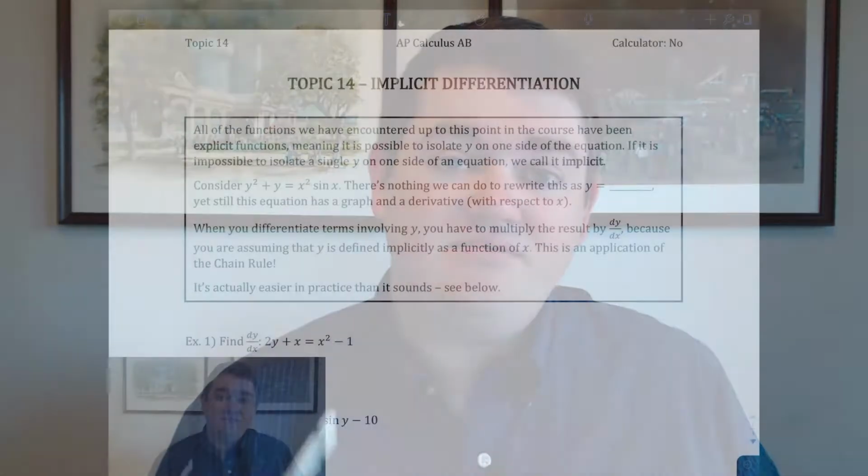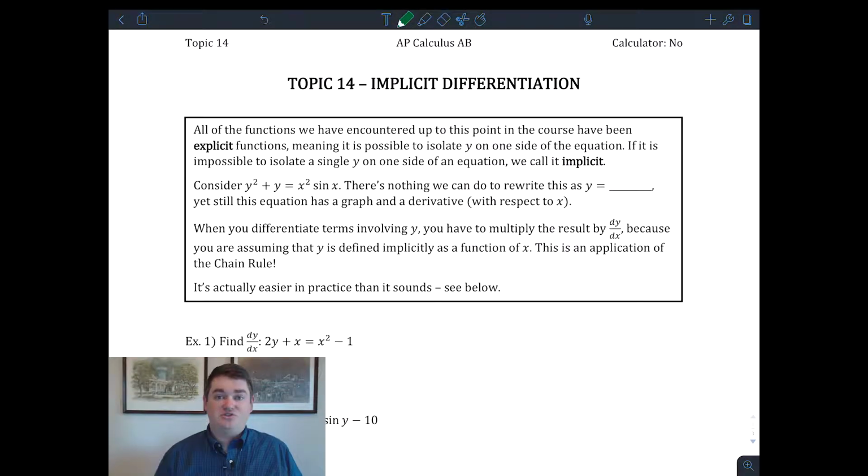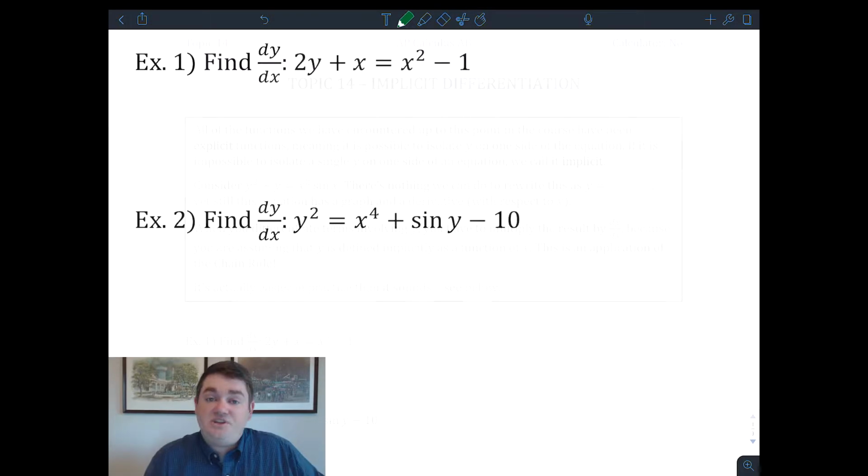Today, we're going to look at implicit functions. Implicit functions are ones where you can't isolate one of your variables. So your x's and your y's are mashed together and there's nothing you can do about it. And we're going to learn how to take the derivatives of those kinds of functions. I want to teach you how to do this by showing you. So just look at this first example with me.